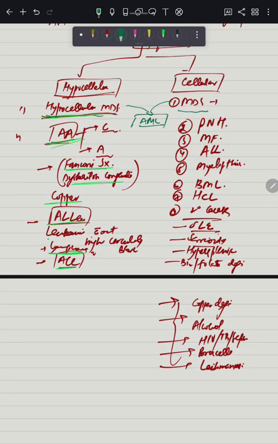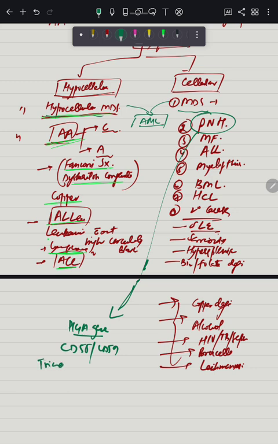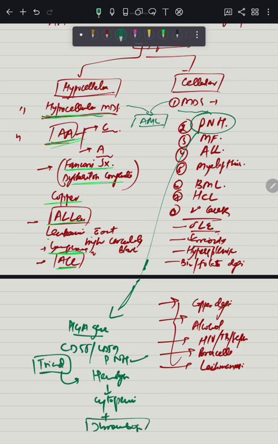What happens in paroxysmal nocturnal hemoglobinuria? There is a mutation in the PIGA gene that leads to CD55 and CD59 deficiency. So there is always a triad you will come across in paroxysmal nocturnal hemoglobinuria: hemolysis, cytopenia, plus thrombosis, which is an odd feature.